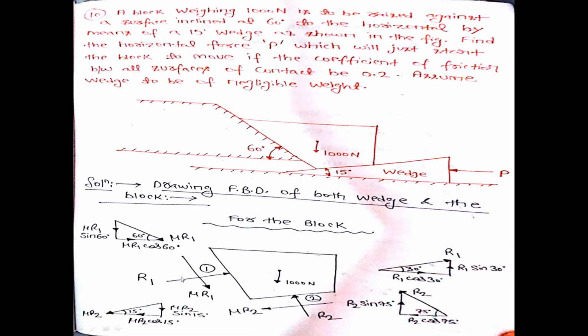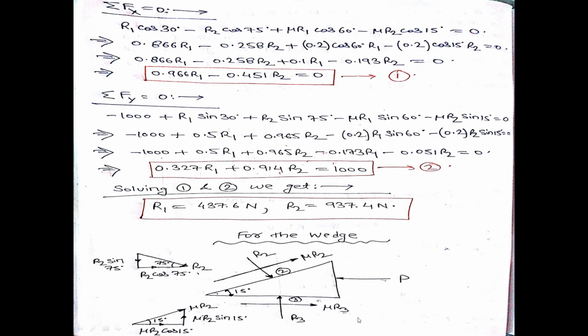Next, write summation Fy equal to 0. I can write minus 1000 Newton minus mu R1 sin 60 minus mu R2 sin 15 plus R1 sin 30 plus R2 sin 75 equal to 0. Again you substitute the value of mu, that is 0.2, in this expression and just solve it. You will again get one relation in terms of R1 and R2, that is 0.327 times R1 plus 0.914 times R2 equal to 1000.